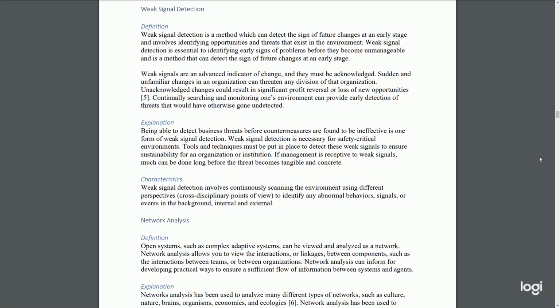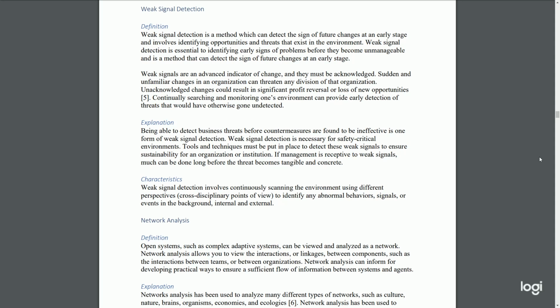Weak signal detection. Definition. Weak signal detection is a method which can detect the sign of future changes at an early stage and involves identifying opportunities and threats that exist in the environment. Weak signal detection is essential to identifying early signs of problems before they become unmanageable, and is a method that can detect the sign of future changes at an early stage.